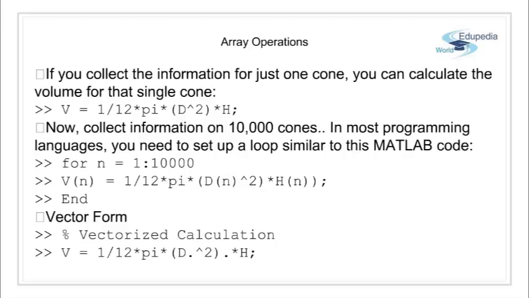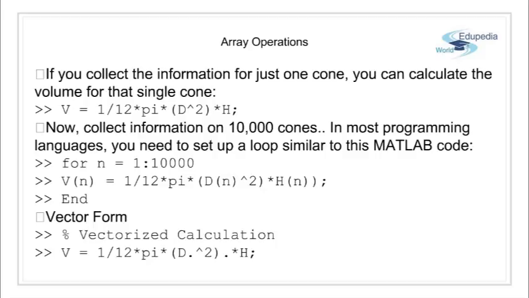Now, if you happen to collect information on 10,000 cones, then both D and H will become vectors with 10,000 elements in each of them. And you have the ability to calculate volume for each of these 10,000 elements. In most programming languages, when doing this, the code will look something similar to shown here in the slide. So there will be a for loop, and inside the loop there will be an equation calculating volume for each of the elements. But with MATLAB, you can perform this whole loop in a single statement by vectorizing the code.